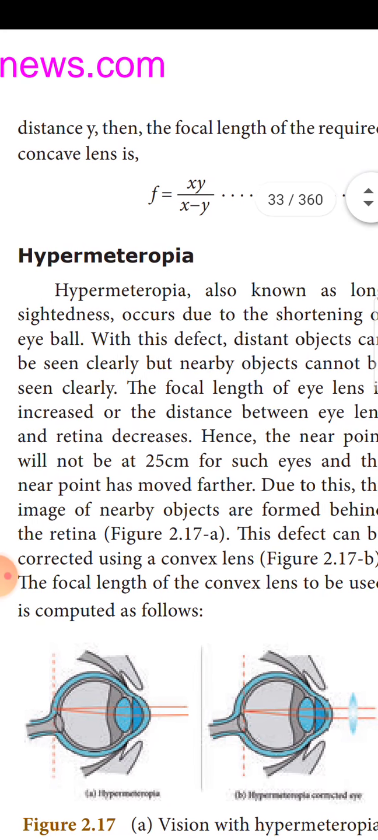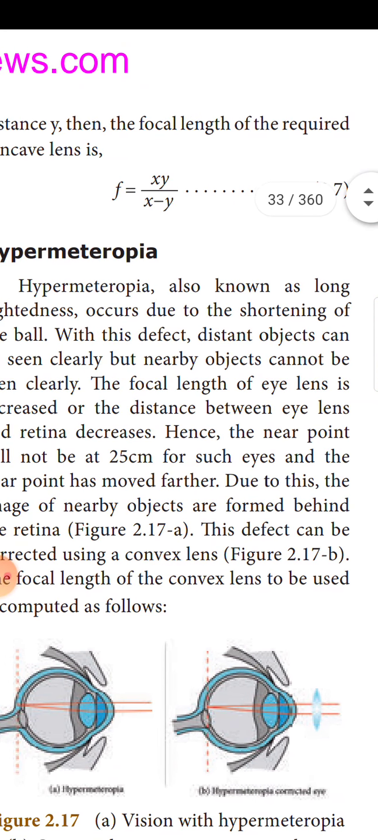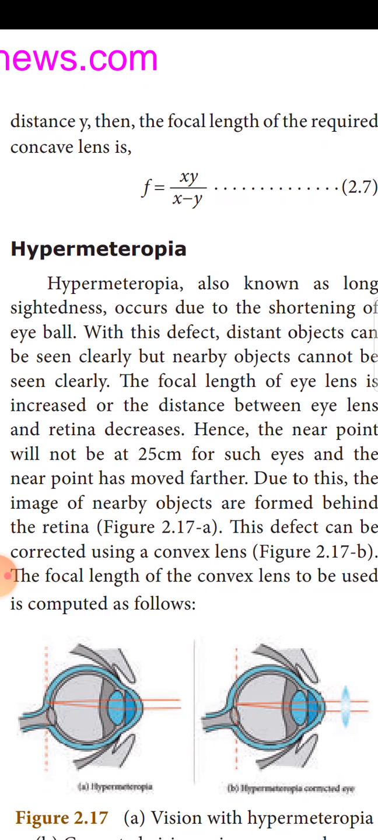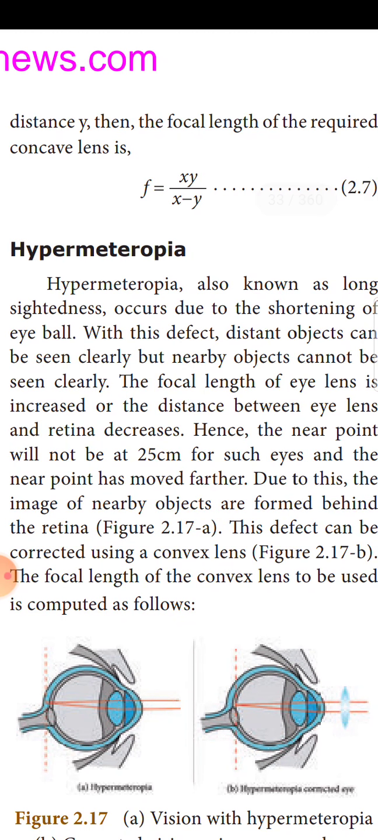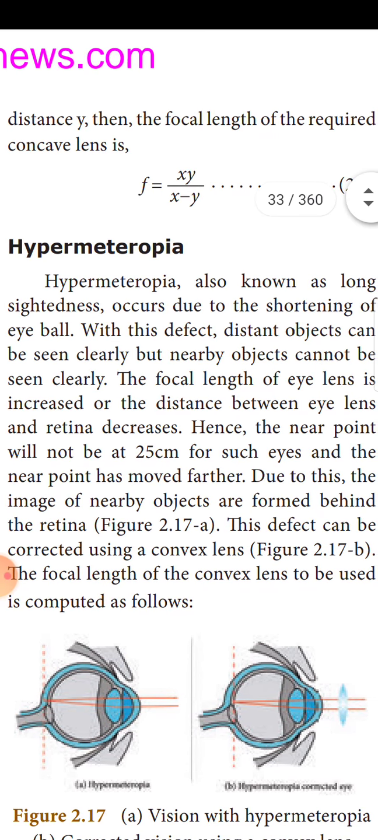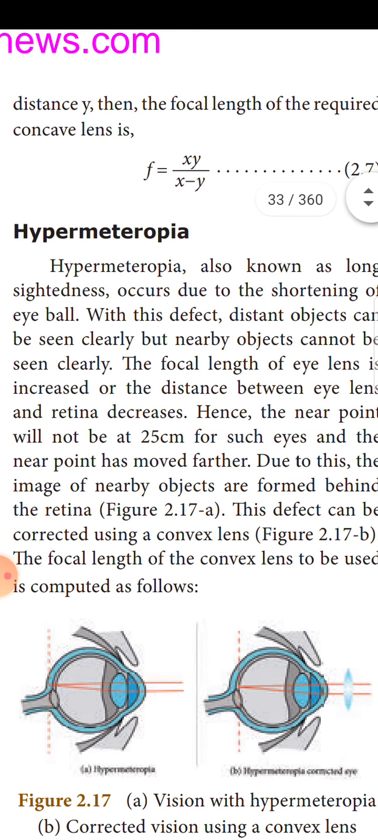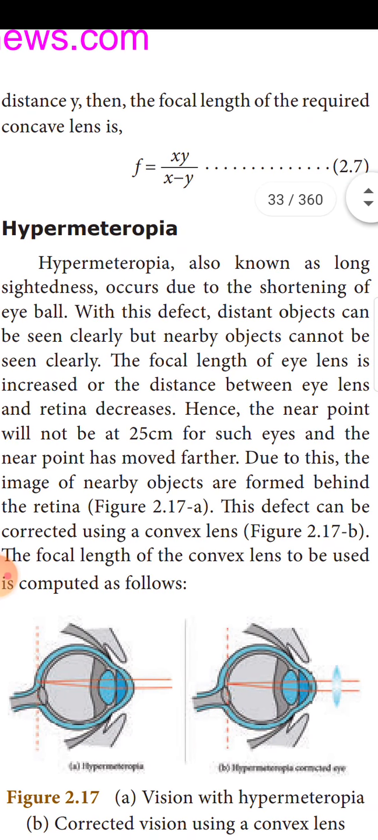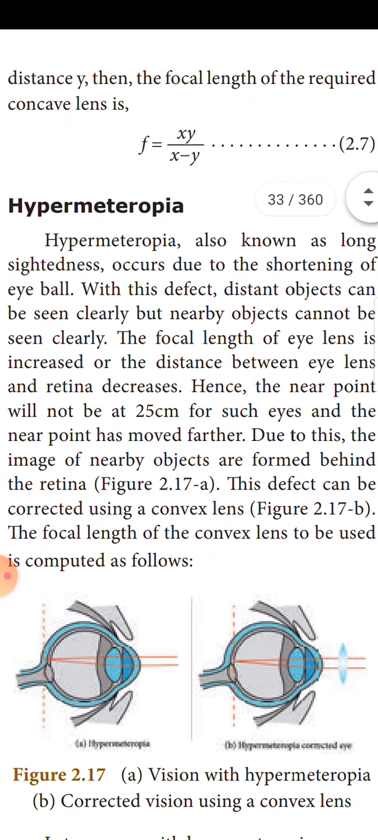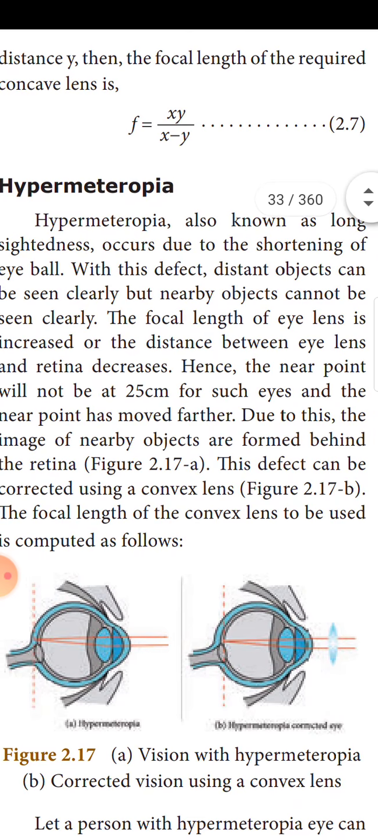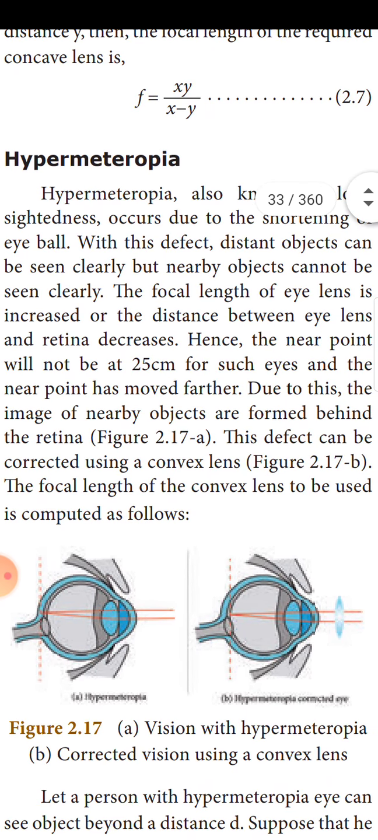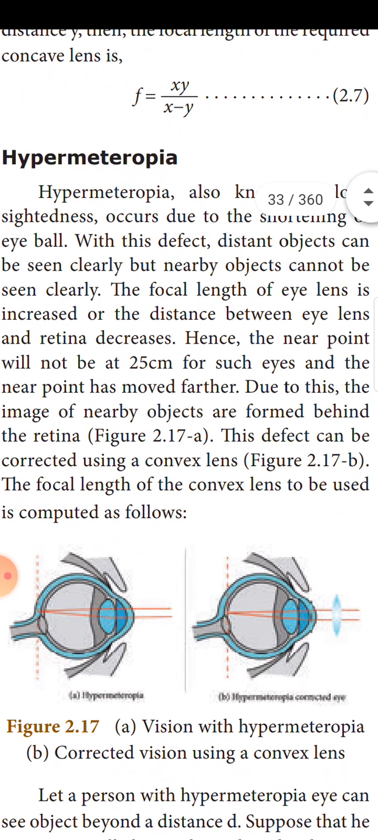Hypermetropia, also known as long-sightedness, occurs due to the shortening of the eyeball. With this defect, distant objects can be seen clearly, but nearby objects cannot be seen clearly. The focal length of the eye lens is increased, or the distance between the eye lens and retina decreases.